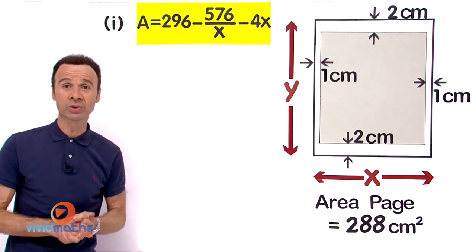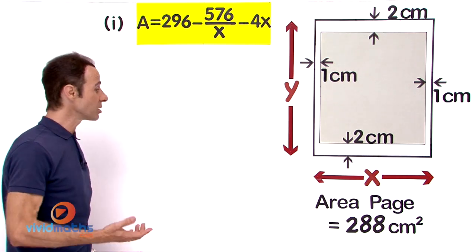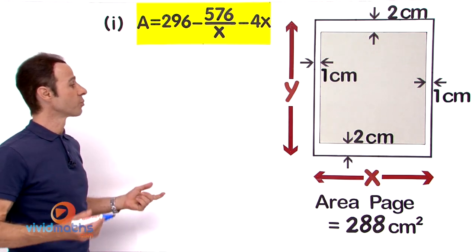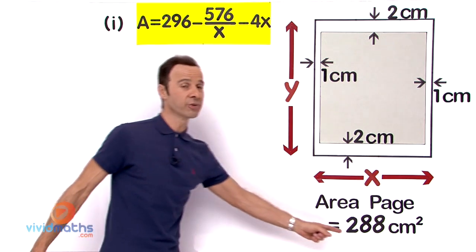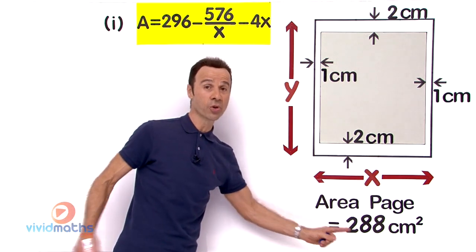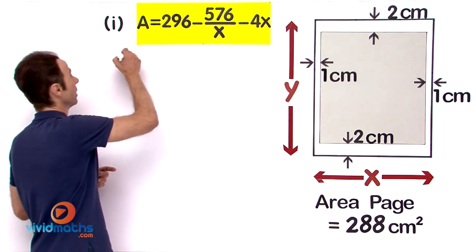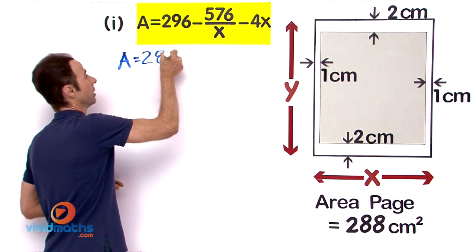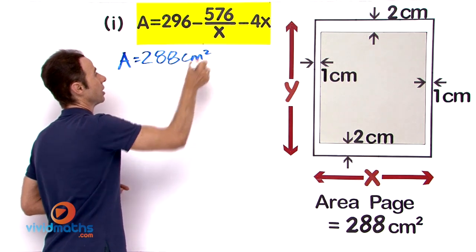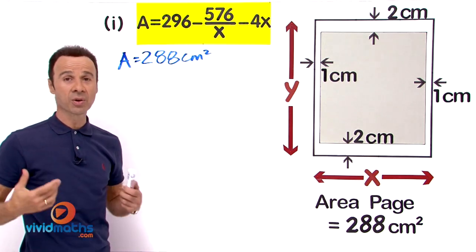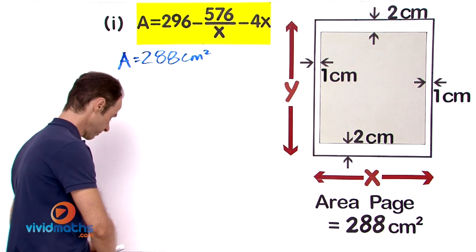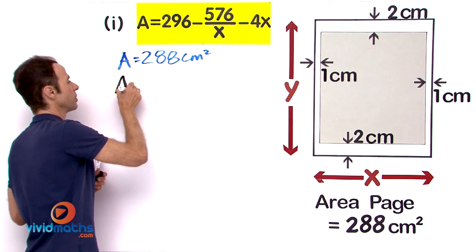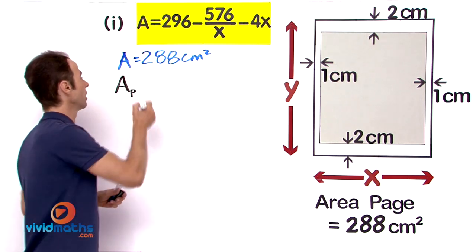Well, the first thing we want to do is look at what we've got. So what do we have? As I look at this, I can write down, well, we know that the area is 288 centimetres squared, the total area. So let me write that down. Area equals 288 centimetres squared. But what we're after is the printed area. So area, and I'll put a little p there to represent the printed area. Now, what does that equal?